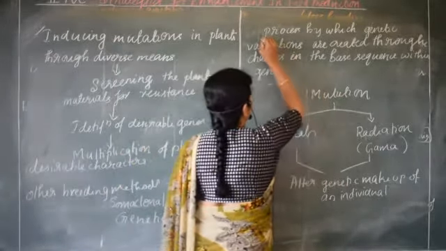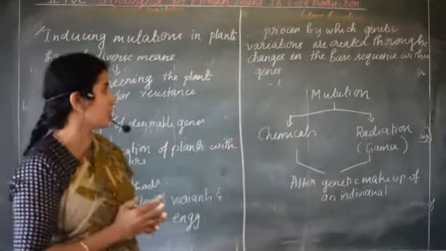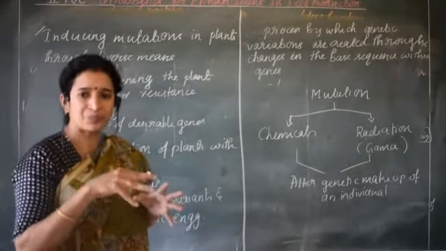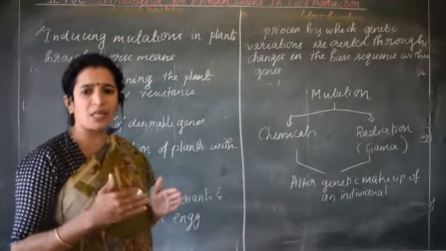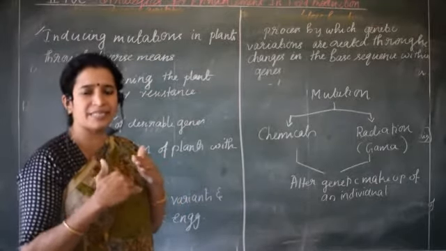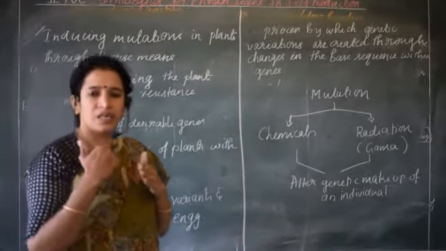What is mutation? First of all, it is a process by which genetic variations are created. So we are going to create genetic variation, because at the genetic level only we are manipulating the gene. That's what the plant breeding definition also follows.